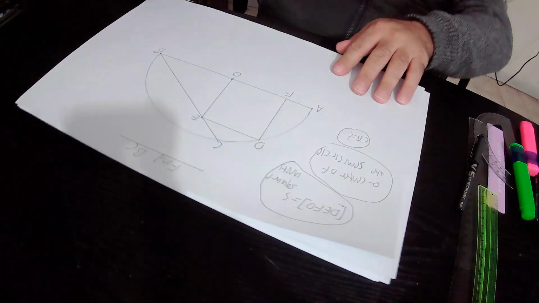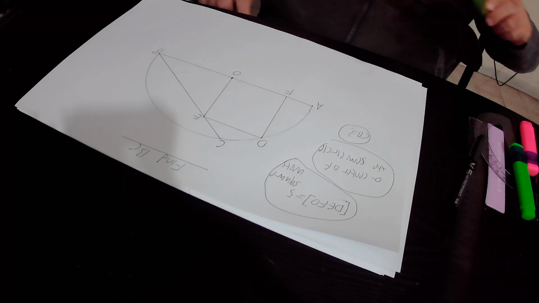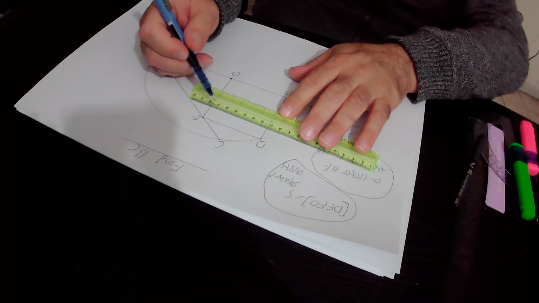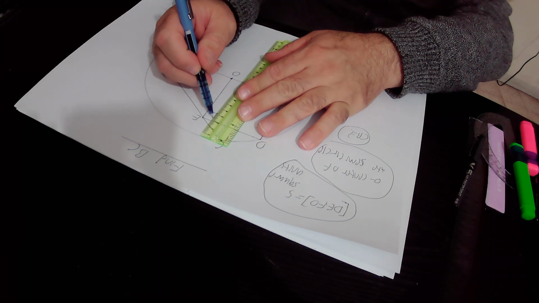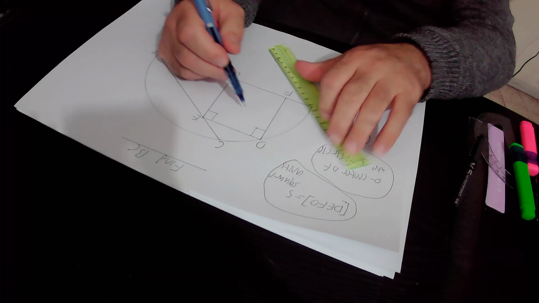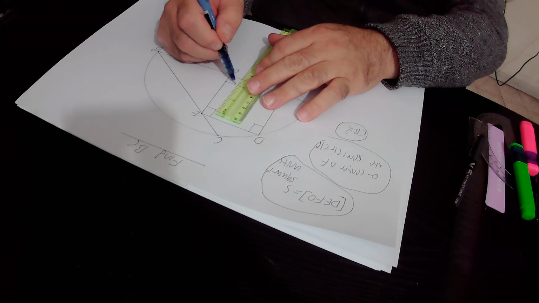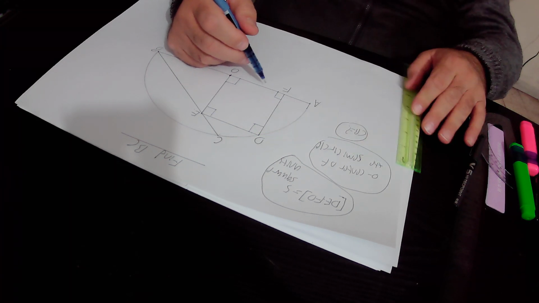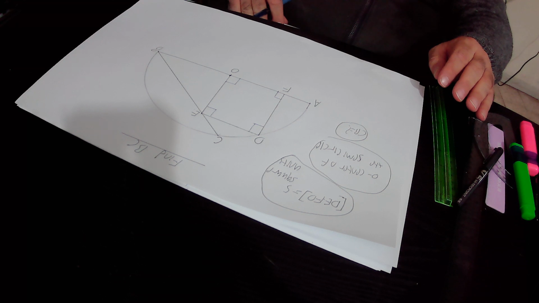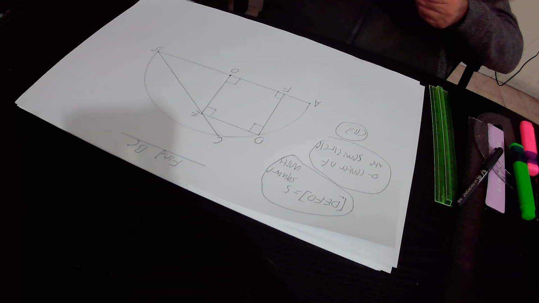So first of all, because DEFO is a square, we know that all the angles inside the square are right angles. So those two angles are equal to 90 degrees. Those two angles are also equal to 90 degrees. Those two angles are also equal to 90 degrees. Okay? And we also know that the area of this square is equal to 5 square units.